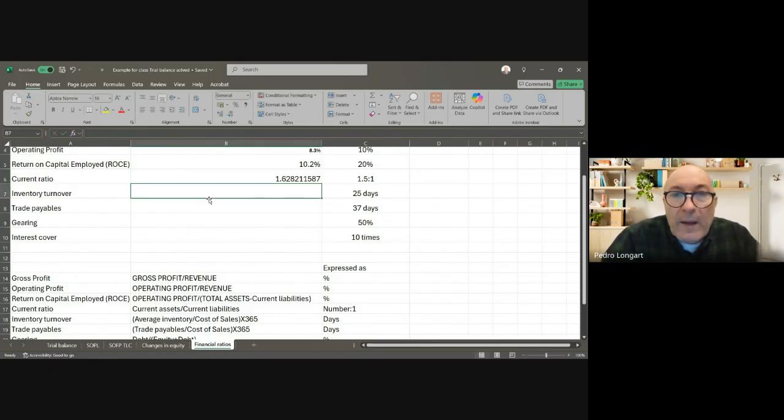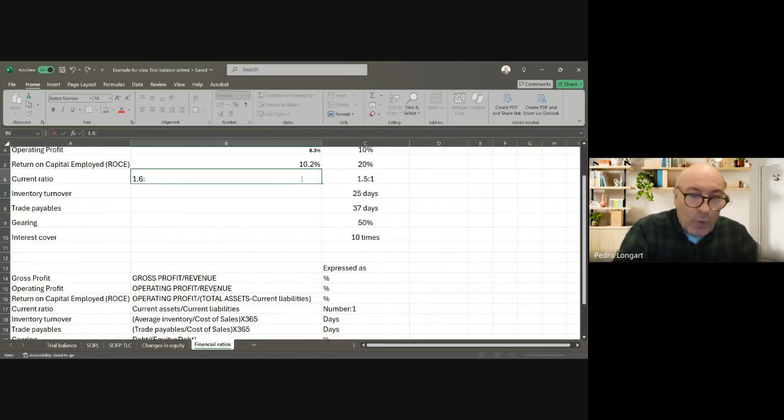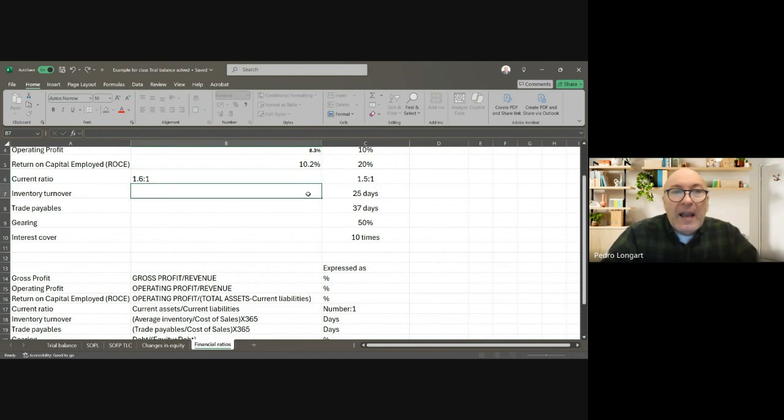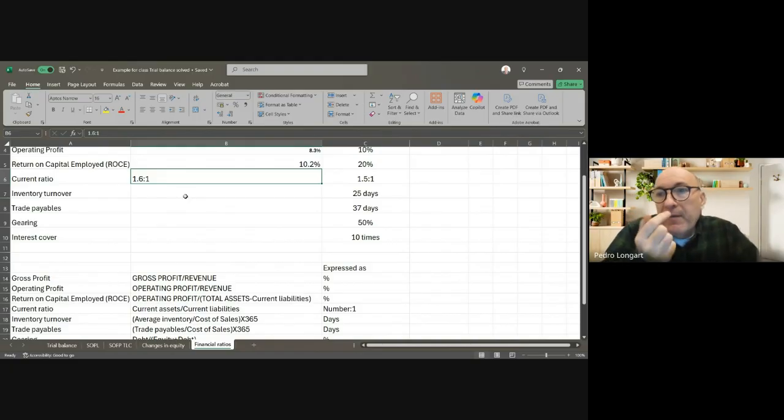And gives me 1.62 or 1.6 if you like. Okay. So because it's expressed as 1.621, I will just put 1.621. So that means I have 1.6 pounds for every pound that I owe. So is it good? Well, I have to compare that with the industry. But the bottom line is it shouldn't be less than 1-to-1.